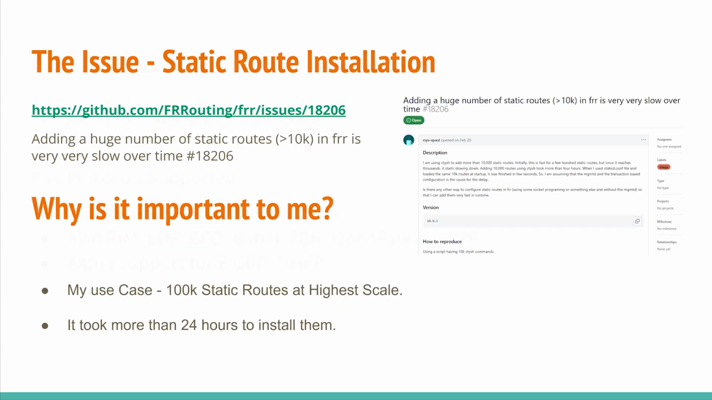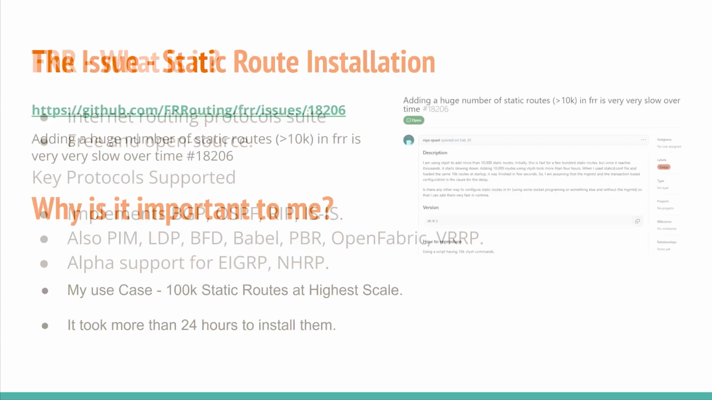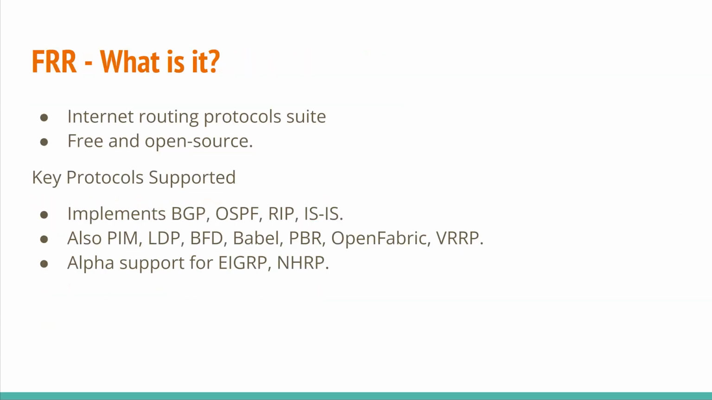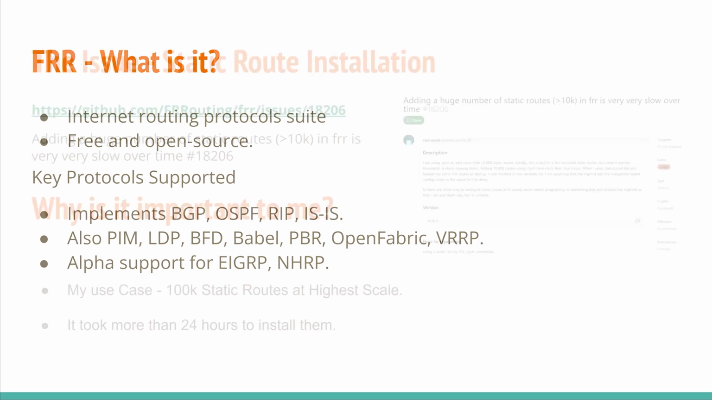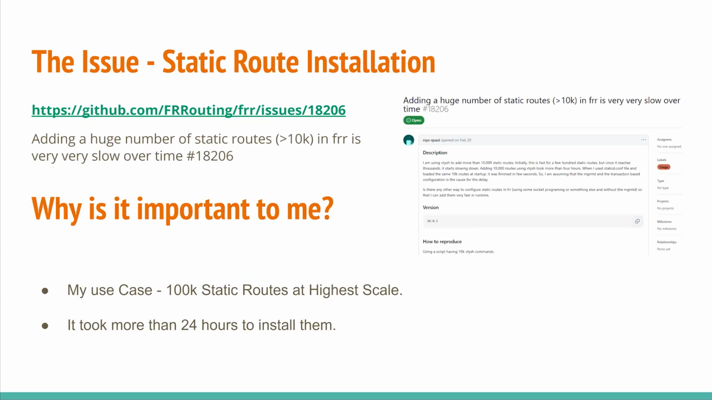So today, before we go that way, I wanted to give you an example issue, right? Let's say you are a developer and you are seeing a problem. What is the first thing that you do? You want to check if this issue exists in open source or not, right? There is a similar issue that I've seen before, where I was trying to program 100K static routes, okay? And I experienced that for the 100K routes, it actually takes more than 24 hours to install them.